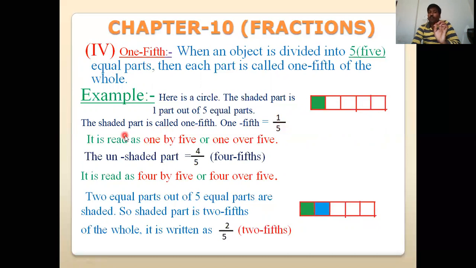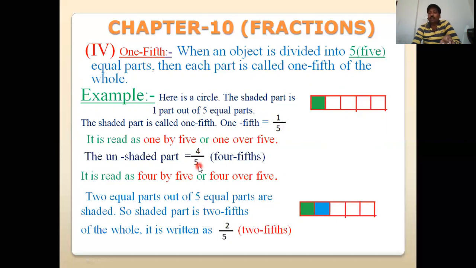And if we want to write the shaded part, 1 is the number of shaded parts, and 5 is the total number of parts, and we can write it here. And once again, what is the part of the unshaded part? How many unshaded parts are here? 1, 2, 3, and 4. Write 4 above it, and 5 is the total number of parts.